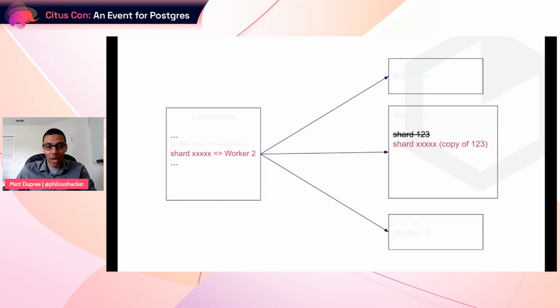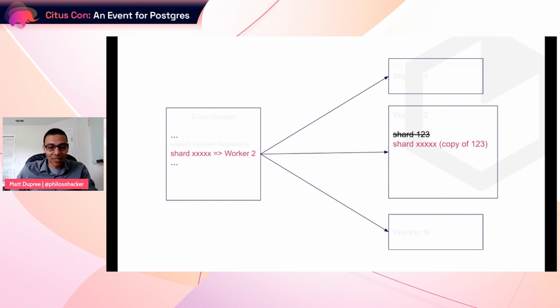Unfortunately, there was actually a bug in how we updated the metadata on the coordinator. Specifically, the bug was with how we computed the new shard ID. The new shard ID that we represented with these X's here was actually too large for the coordinator because of this bug, and it was rejected.